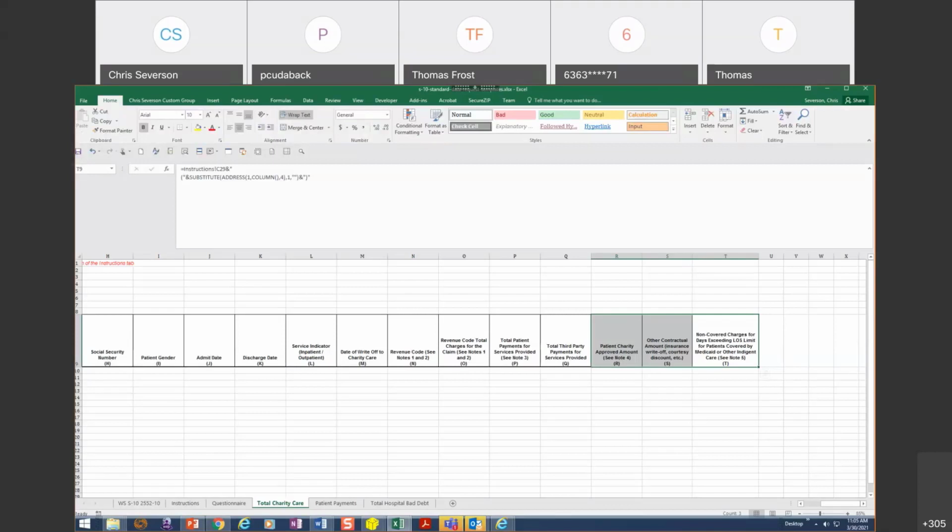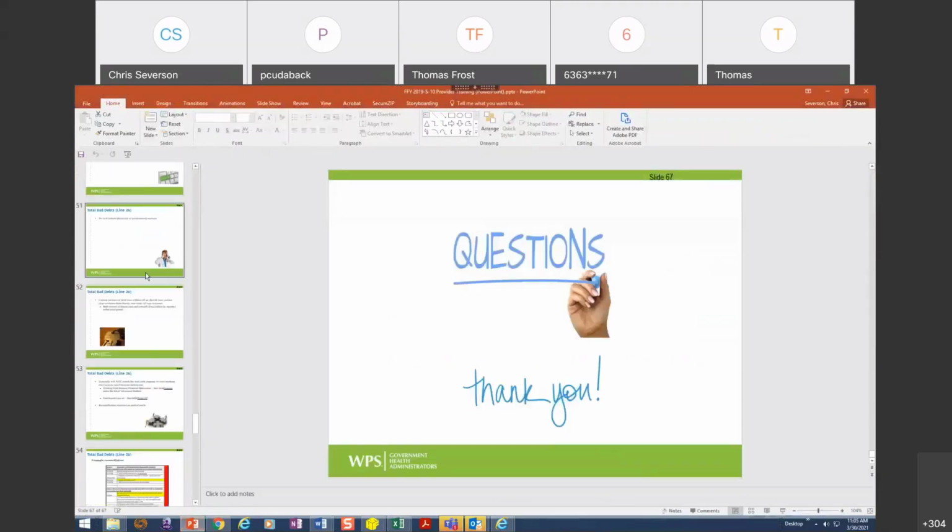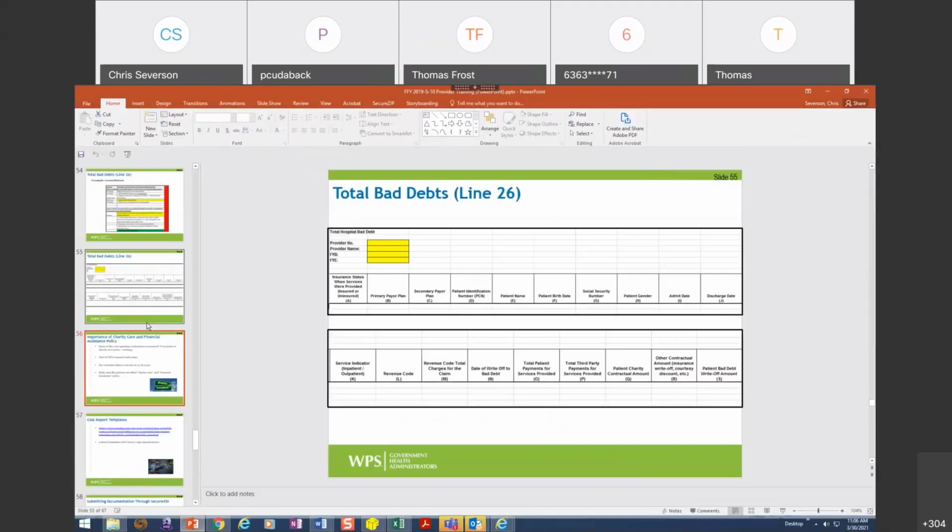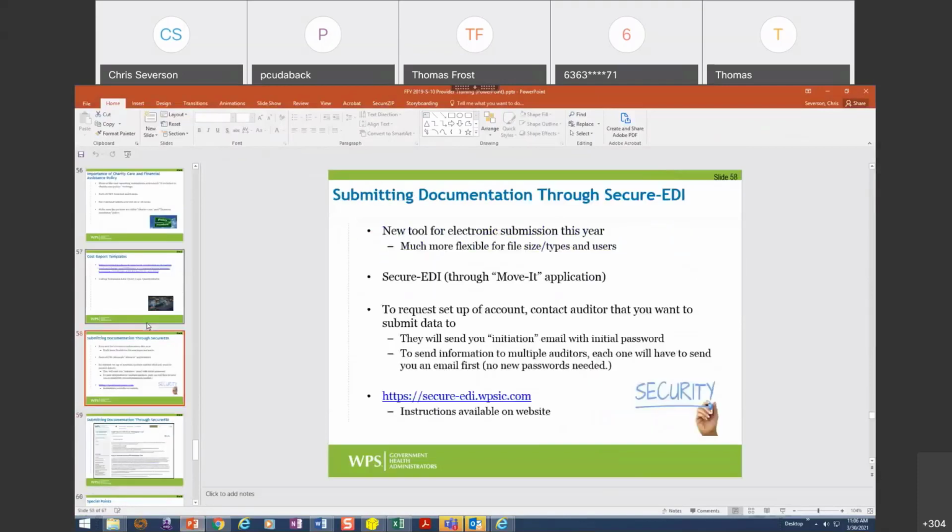Okay, so what I wanted to do now is, let's see here. I'm going to go back to the PowerPoint slide just for a second to catch where we were. We talked about bad debts, the templates. I do want to just briefly go through this secure EDI. So I think a lot of you have had a chance to look at this already. Hopefully the auditors have already sent you what we call the initiation email. The way this system works is that if I was to set you up with an account, all we have to do is send an email through the system to you, and that sets your account up. We give you the password.